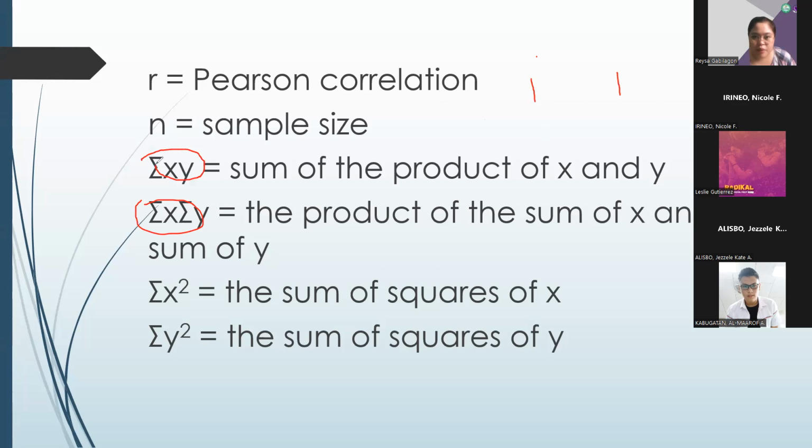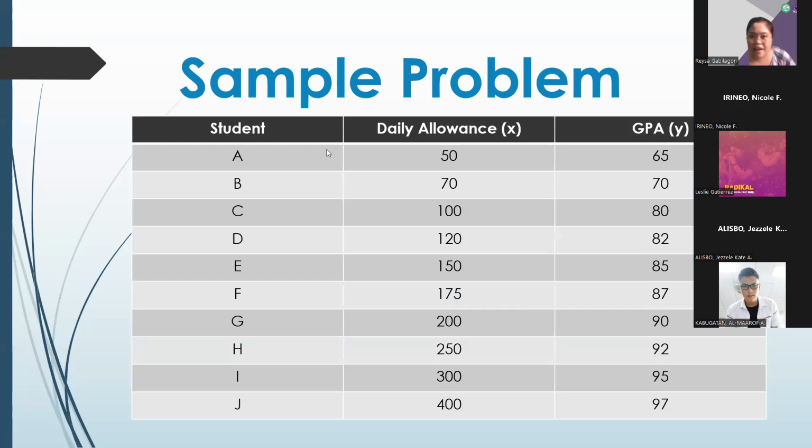Okay. And then summation of x squared, meaning we have to square all the scores of the first variable. Okay? And then we'll get the summation. And that is also true for the summation of y squared. Okay? So let's have an example.